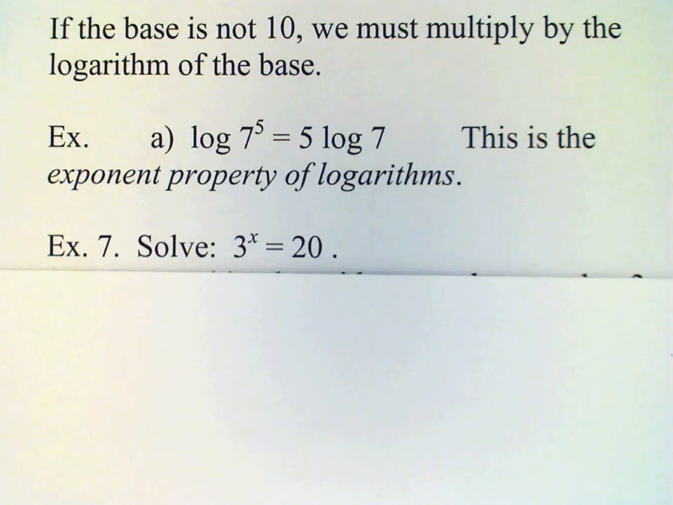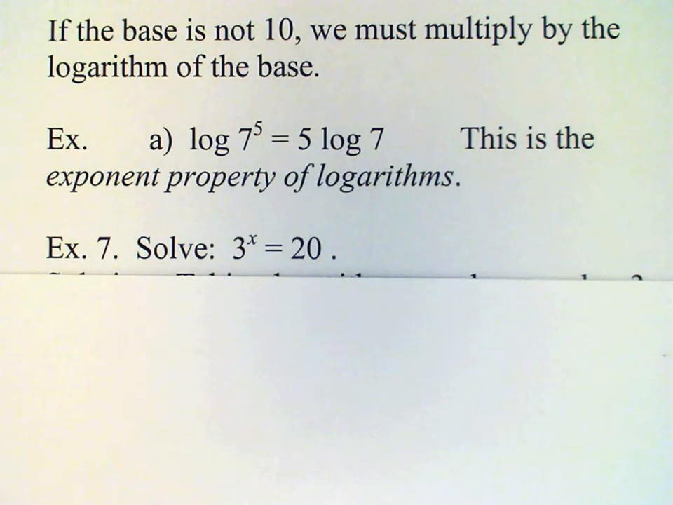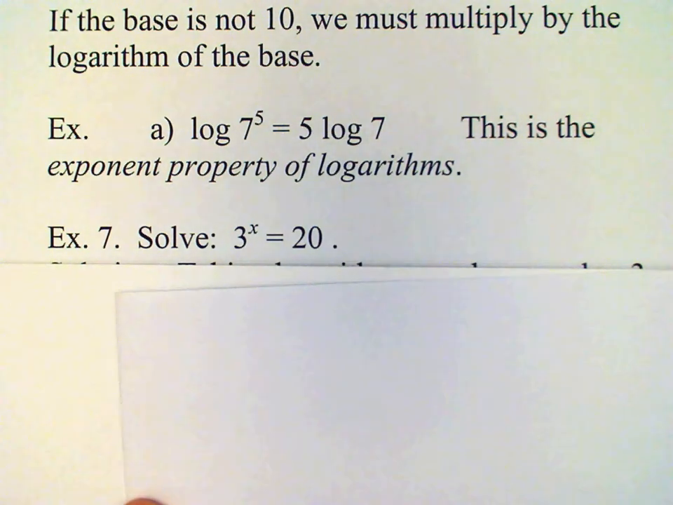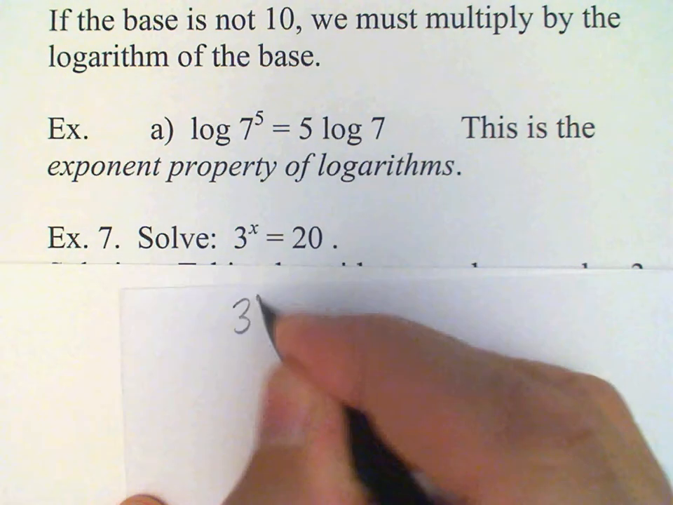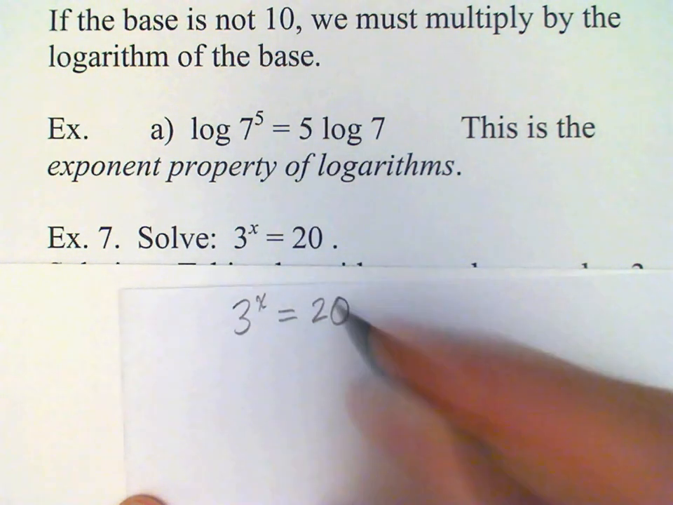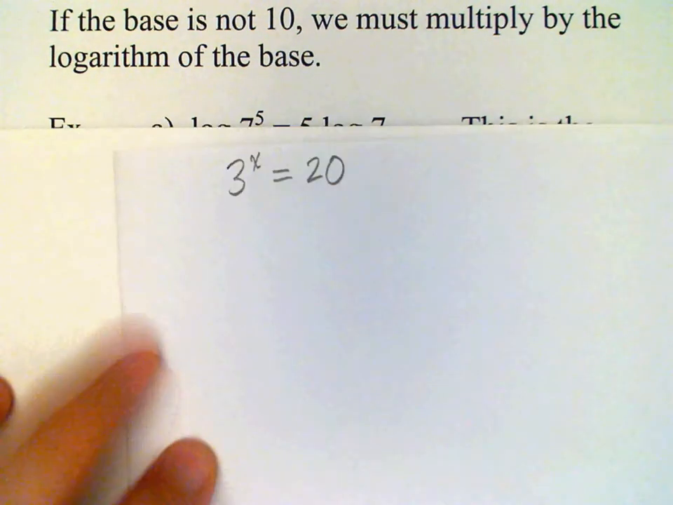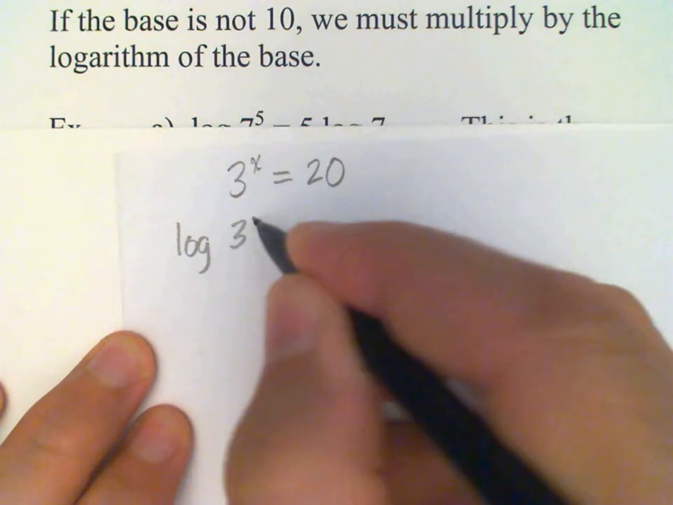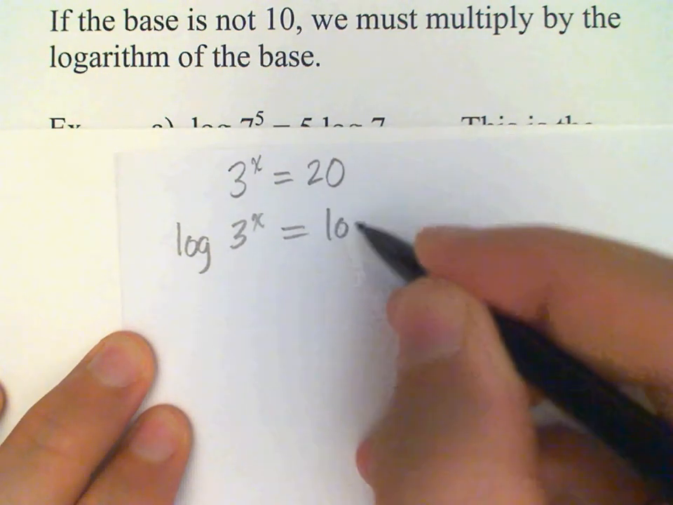Okay, so let's do one example here in solving for an exponent. We have 3 to the x power equals 20. We need to solve for x. Okay, so we have 3 to the x power is equal to 20. Take logarithms on both sides, and that gives us log 3 to the x is equal to log 20.